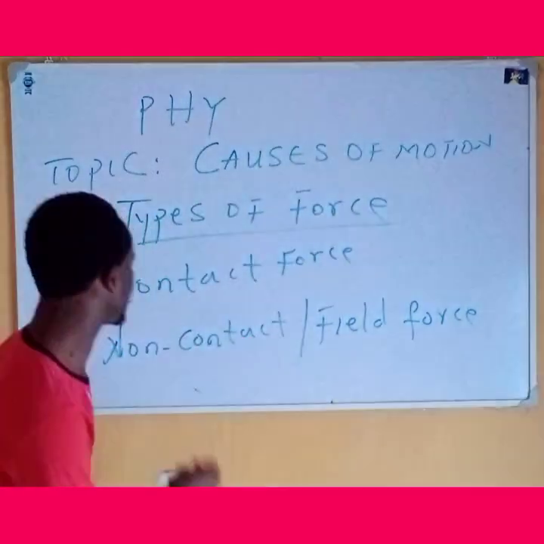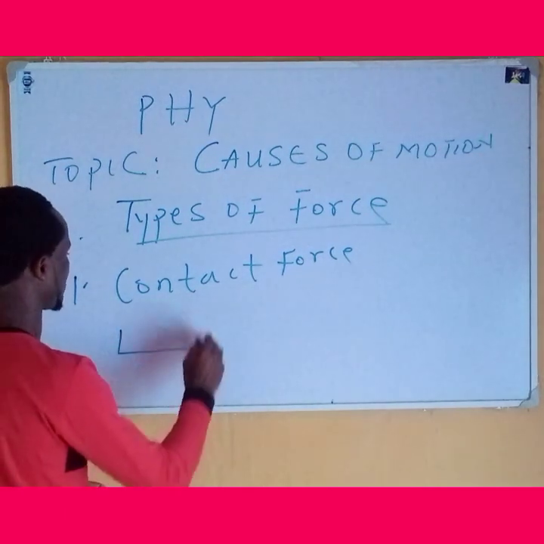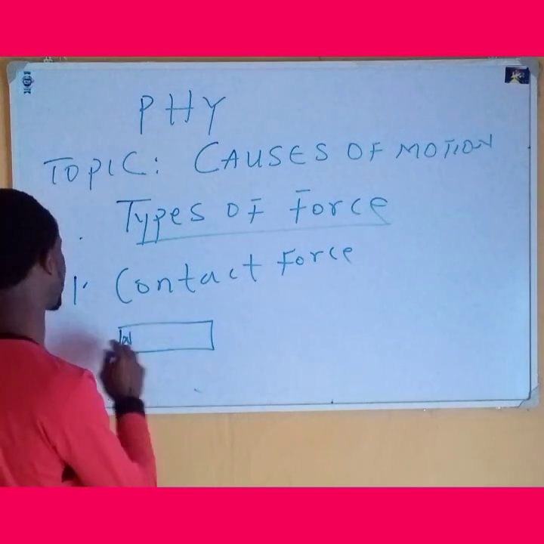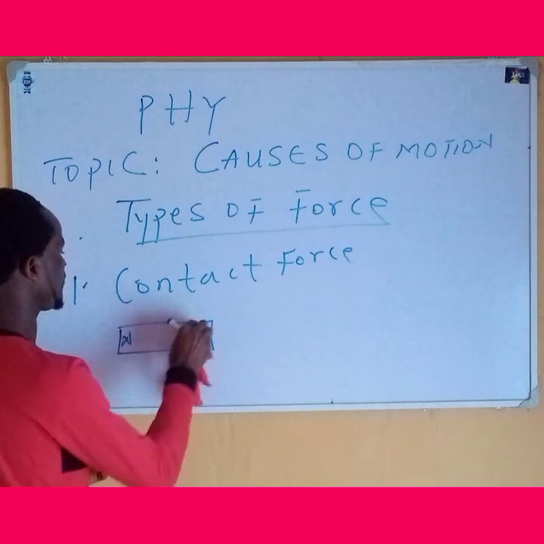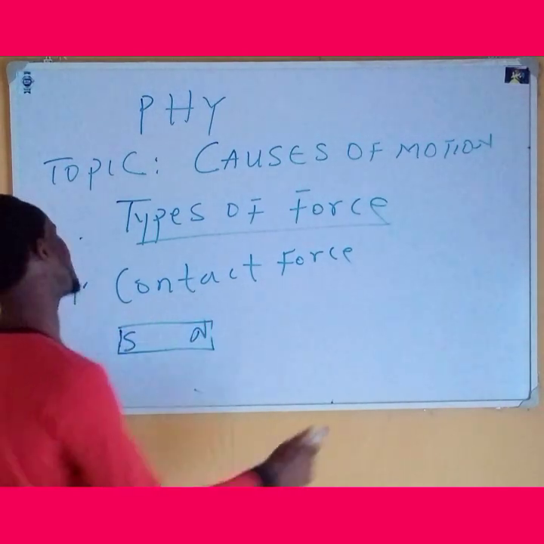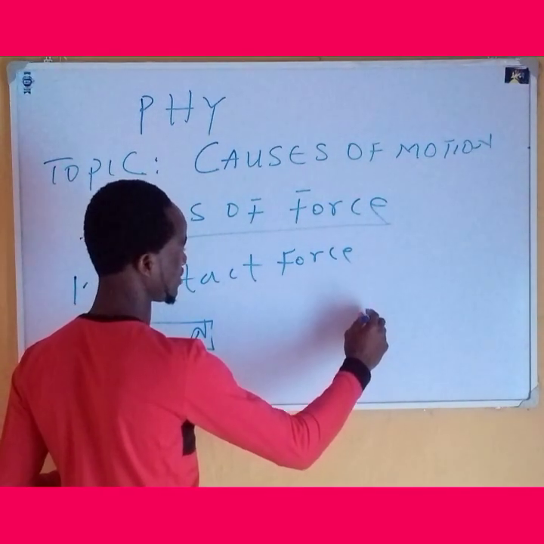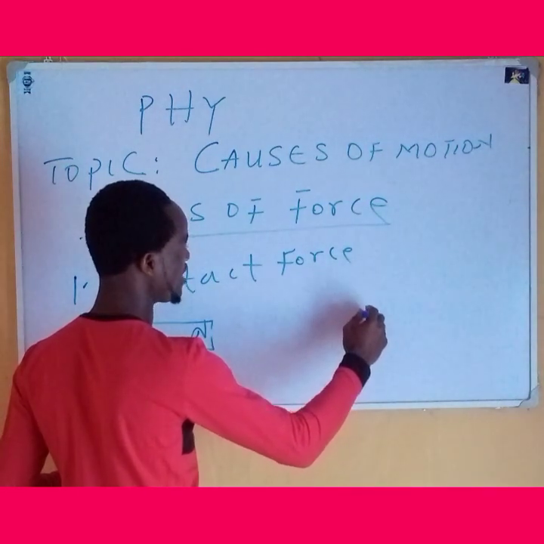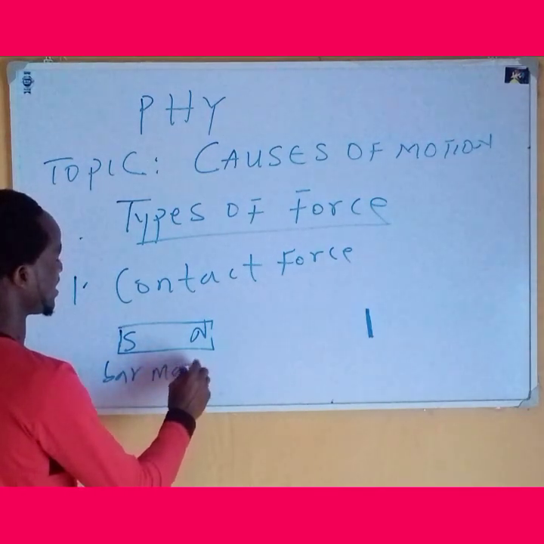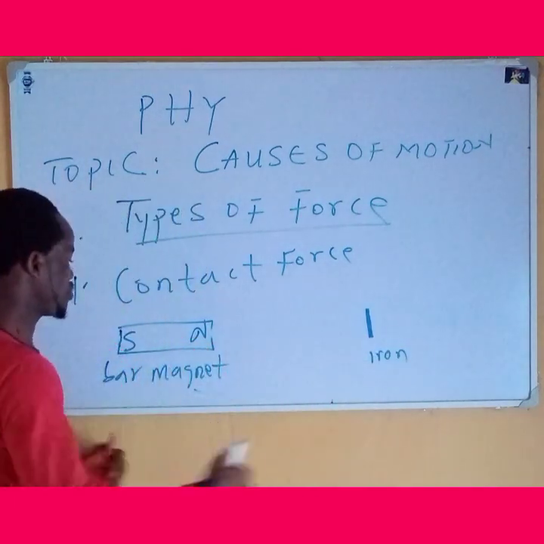Why is this so? Take for instance, you place a bar magnet in this form. A bar magnet has two poles, a North Pole and a South Pole, okay? Let's assume that we have a nail or an iron substance placed. The iron and the bar magnet are not close to each other. Are you with me? So the two are not close.